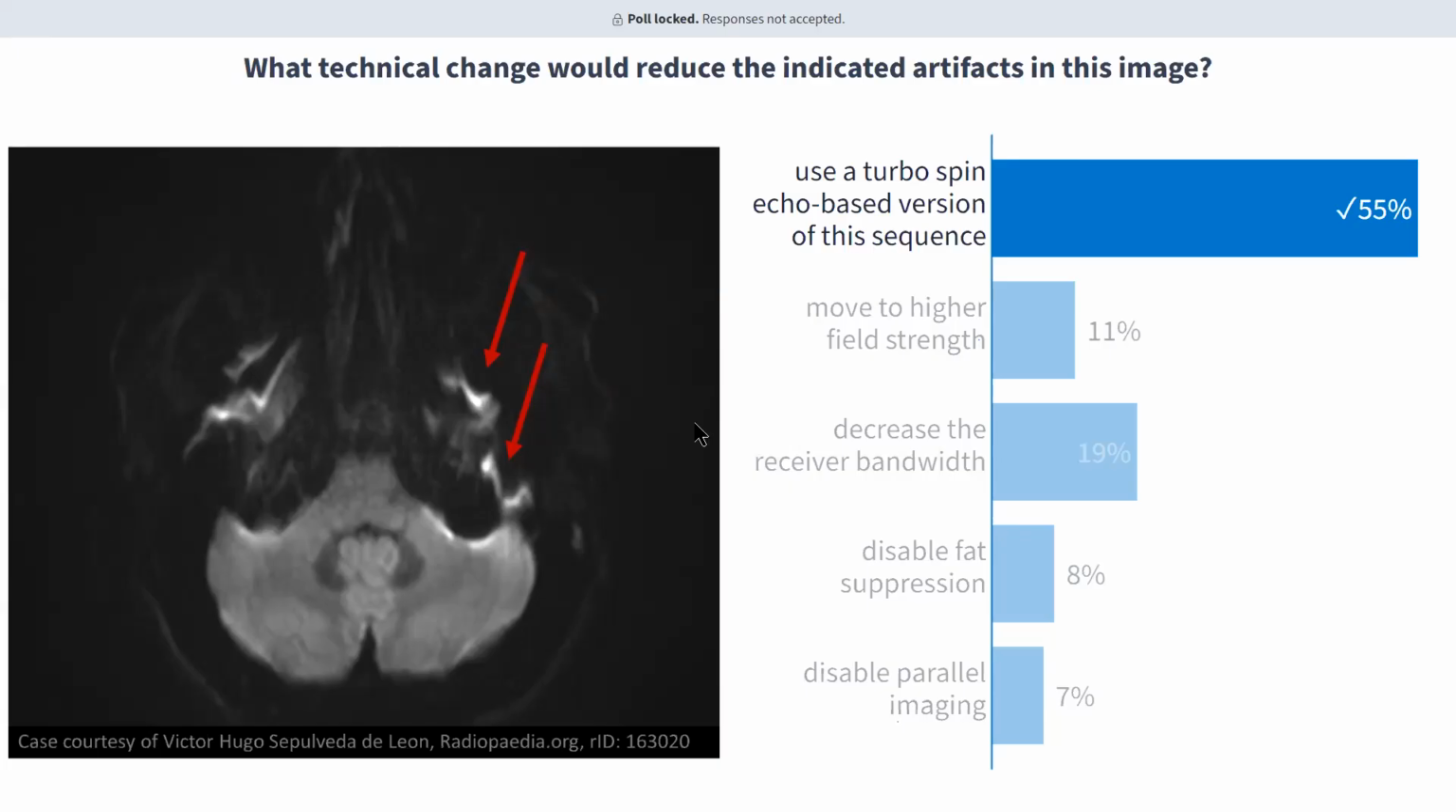The other distractors here make susceptibility and eddy current artifacts worse. So moving to higher field strength makes it worse. Decreasing the receiver bandwidth would make it worse. Disabling fat suppression would increase the signal associated with the bone marrow here, so you have more signal to distort and pile up on each other. So that would make it worse. And disabling parallel imaging would make EPI DWI even slower, and that would make the distortions even worse as well.